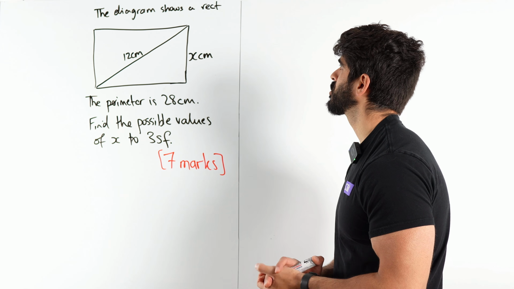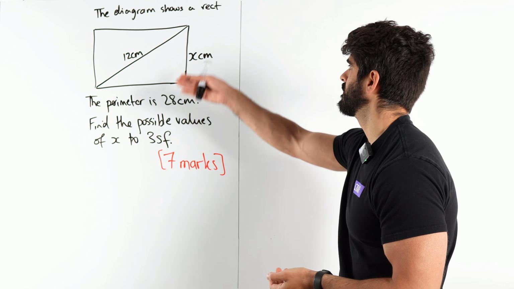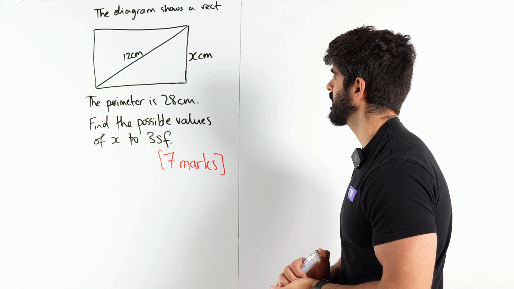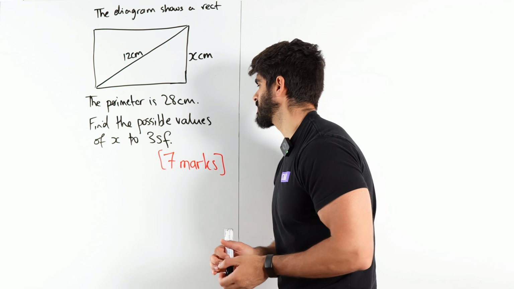So it says the diagram shows a rectangle with the diagonal being 12, the width being x. The perimeter is 28. Find the possible values of x to 3SF.